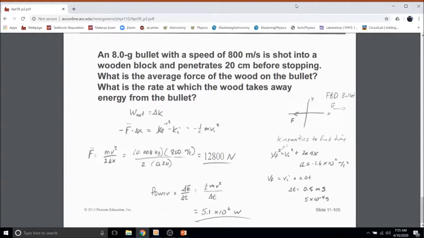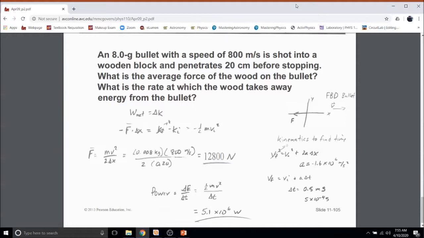We've got an 8-gram bullet with a speed of 800 meters per second that is shot into a wood block, and it penetrates 20 centimeters before it stops. We want to determine the average force of the wood on the bullet, and we want to determine the rate at which the wood takes energy from the bullet.